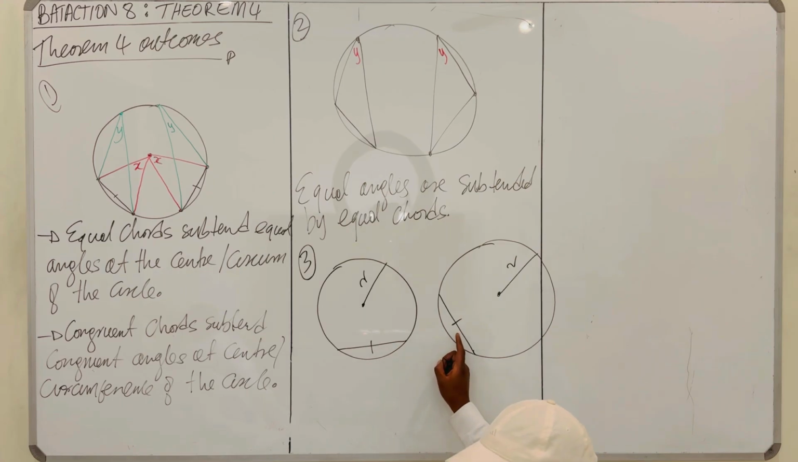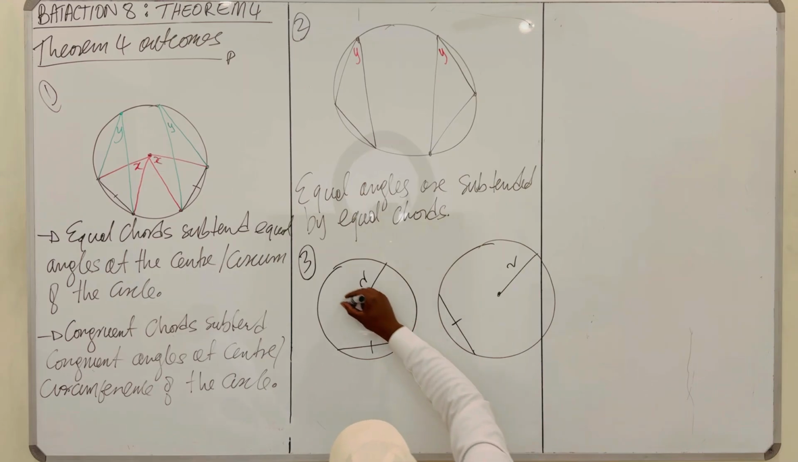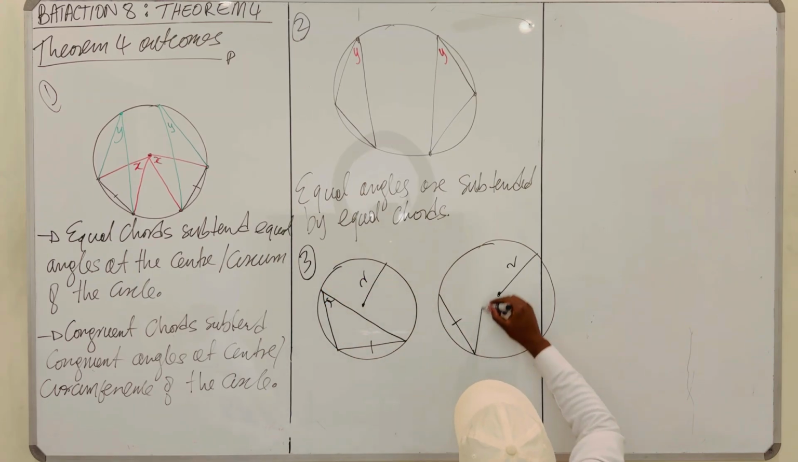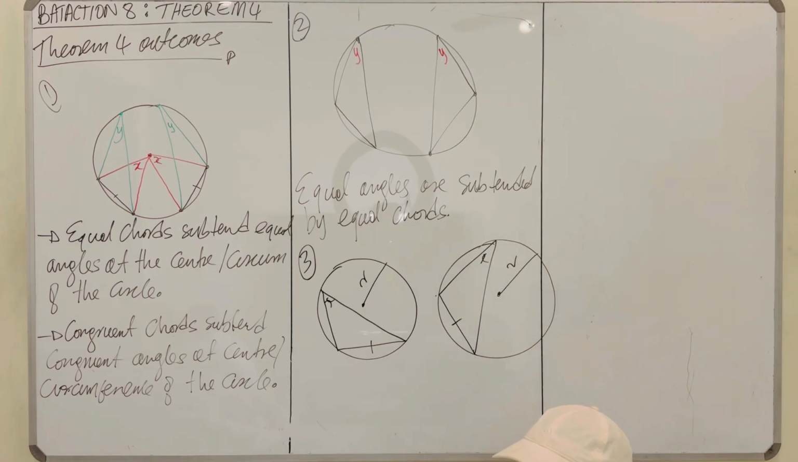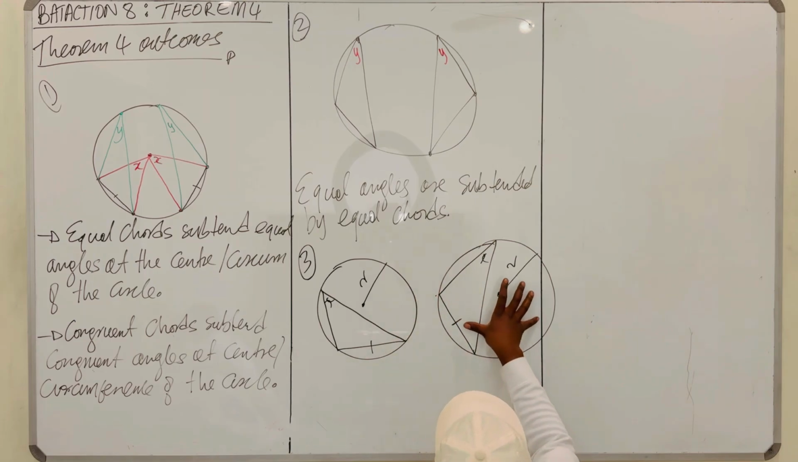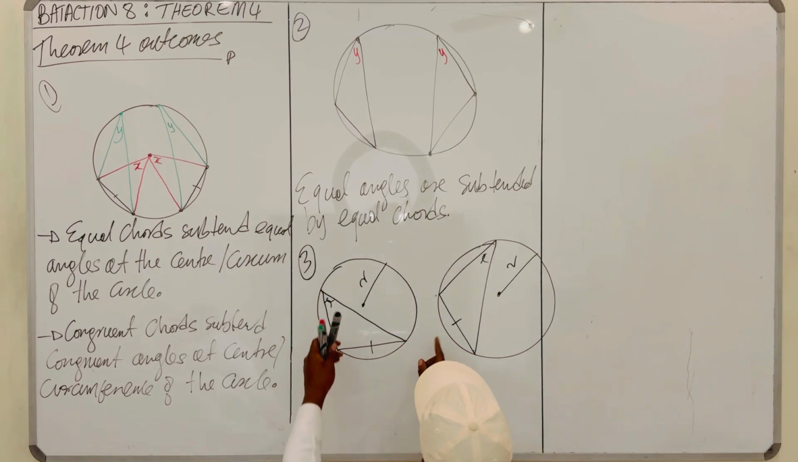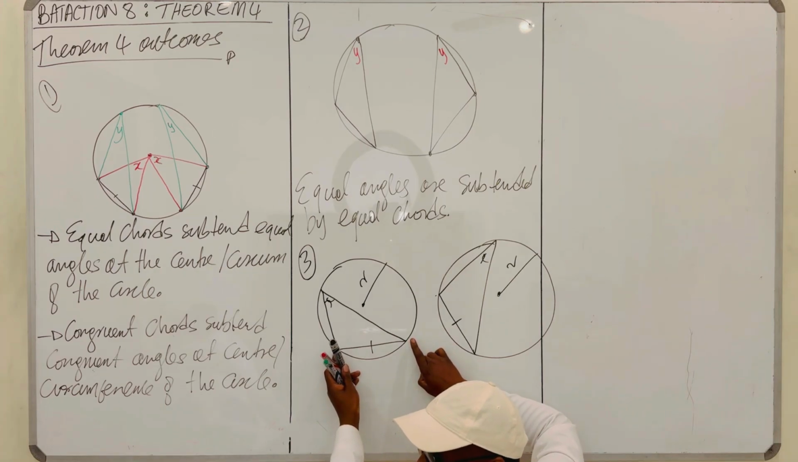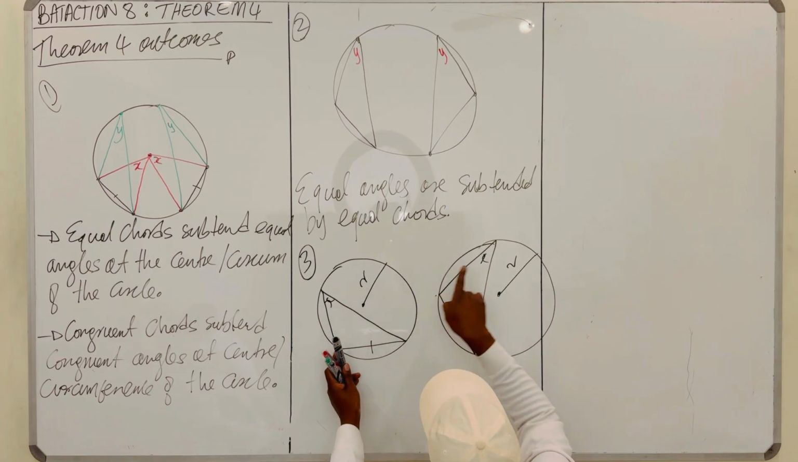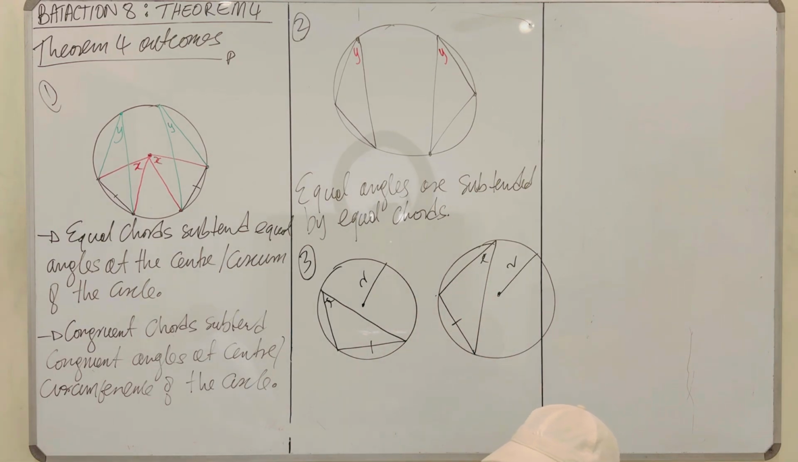So in that case, if these two chords are equal in equal circles, these chords will subtend exactly equal angles, which is angle x, and even this one will subtend angle x. Because if you think about it, you're looking at exactly the same circle. You can overlay this circle on top of this one, and even this chord, you can overlay over this one. And if you do that, those are the angles in the same segment.